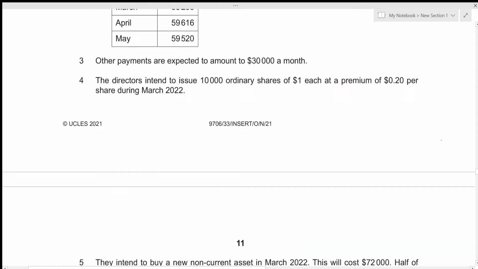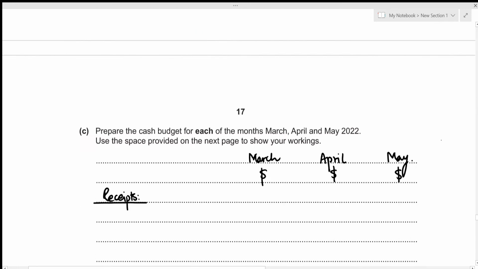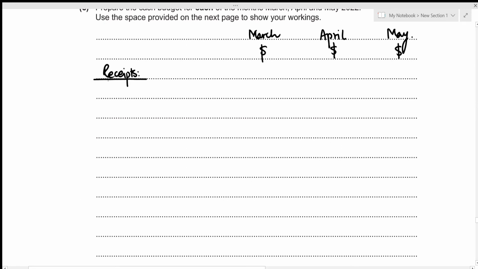Let's do that. So first one, we had receipts from cash sales. For the month of March, we figured it out to be 29,760. For the month of April, that was 29,280. And for the month of May, it was 16,560.